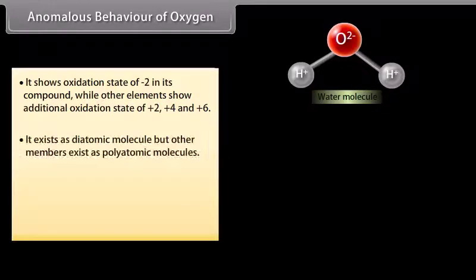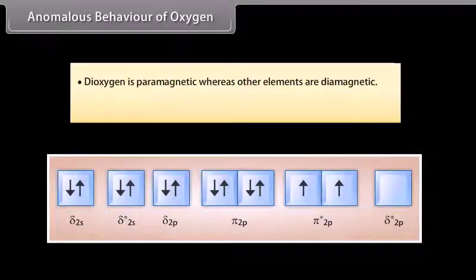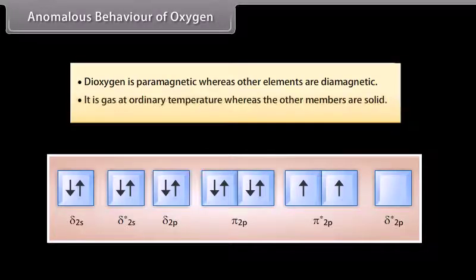It exists as a diatomic molecule, but other members exist as polyatomic molecules. It is capable of forming pi-pi bonds with elements, but other elements do not show such tendency of forming multiple bonds. Dioxygen is paramagnetic, whereas other elements are diamagnetic. It is a gas at ordinary temperature, whereas the other members are solids.